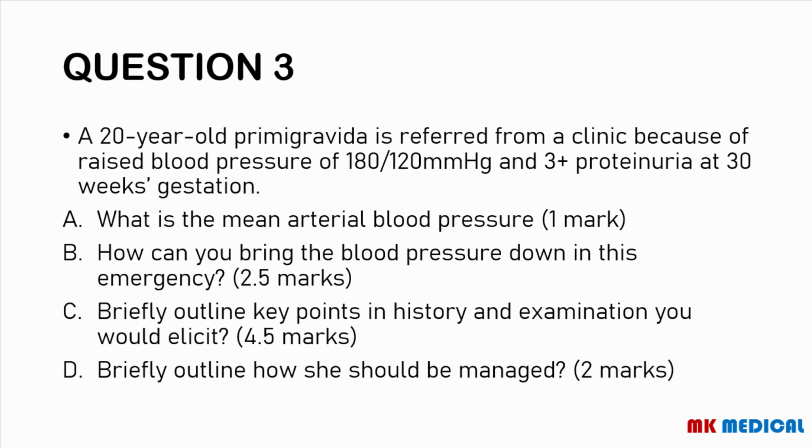Question 3. A 20-year-old primigravida is referred from a clinic because of raised blood pressure of 180 over 120 millimeters of mercury and 3+ proteinuria at 30 weeks. What is mean arterial blood pressure?